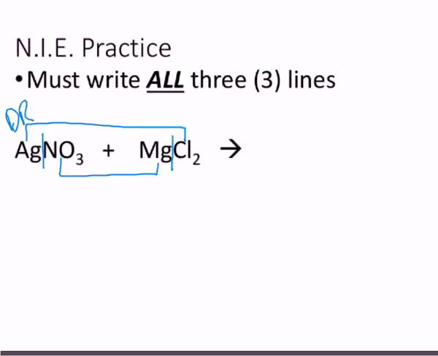So what I'm going to do first is I'm going to write my balanced equation. I encourage you guys, the lines that I'm about to write, you need to write them as well. We're going to have 3 lines. We're going to have a balanced equation. We're going to have a CIE, which was our complete ionic equation. That's going to show all of our ions. And then our final line is going to be the net ionic equation.